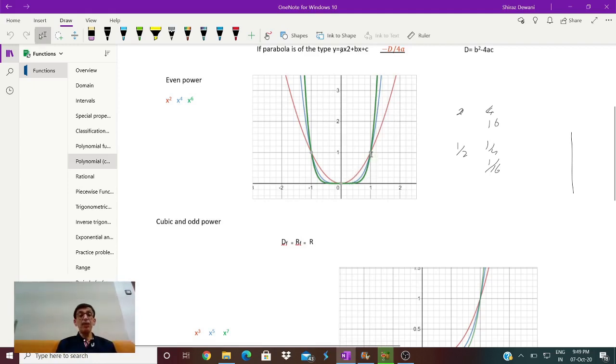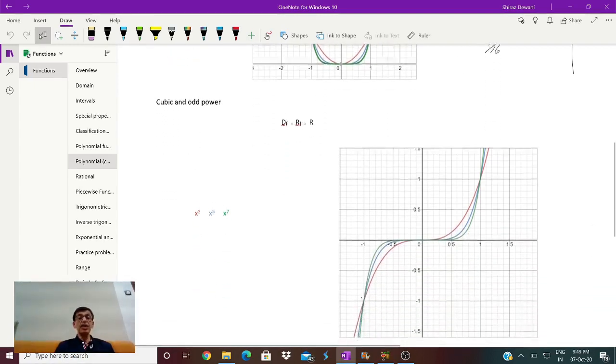But if x is less than 1, then things are a little different. Then x square will be above x raised to the power 4, which will be above x raised to the power 6. Because suppose x is half, then half square will be 1 upon 4, and half raised to the power 4 will be 1 by 16, and 1 by 16 is lower than 1 upon 4. And similarly on the negative side.